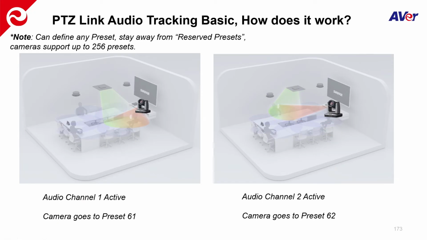In my setup, which you'll see in a second, our ProAV cameras support up to 256 presets. I always recommend staying away from those reserved or special presets, whether it's a tracking camera or one of our PTZ cameras. The reason is there are some special reserved presets. Tracking cameras use preset 1. Presets 6, 7, 8, and 9 are important if you're using zone tracking. And presets 10, 11, 12, and 13 are reserved for hybrid tracking.